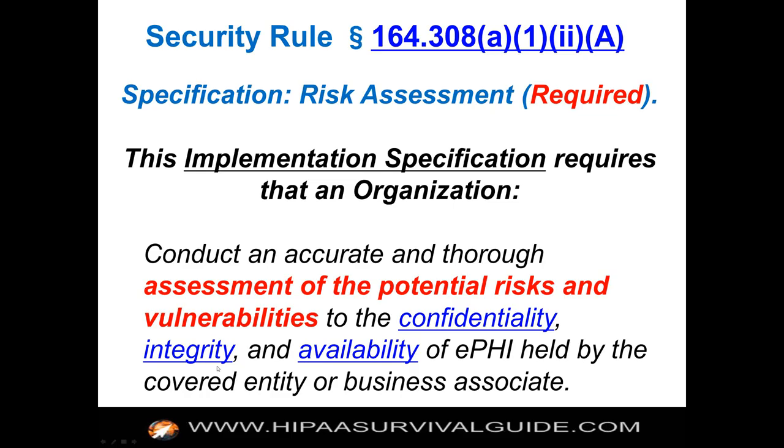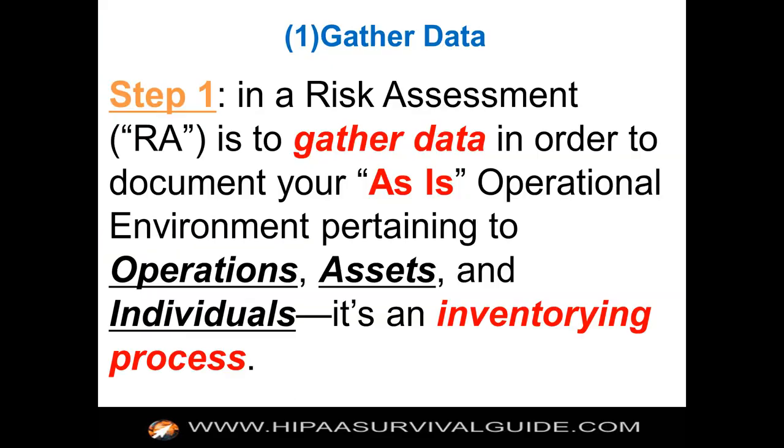So this is the implementation specification, the only one that deals with risk assessment, although the risk assessment is step one of risk management, which is the next implementation specification under the standard. What do you have to do here? This implementation specification requires that an organization conduct an accurate and thorough assessment of the potential risks and vulnerabilities to the confidentiality, integrity, and availability of EPHI held by the covered entity or the business associate. So these are some iterative steps to conduct a risk assessment. We're going to get into the detail now.